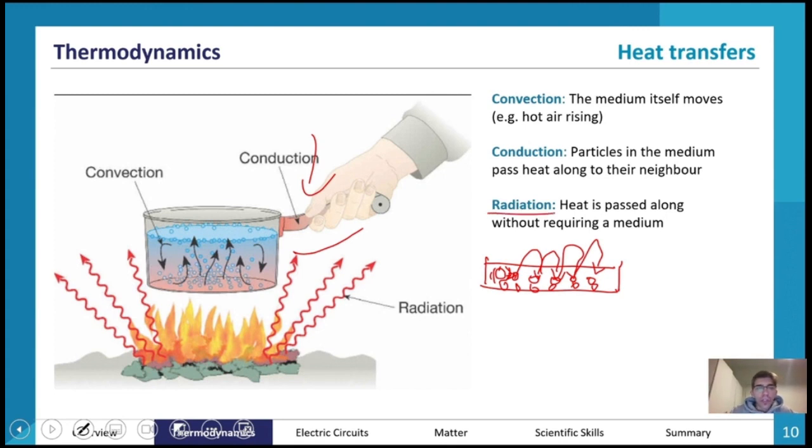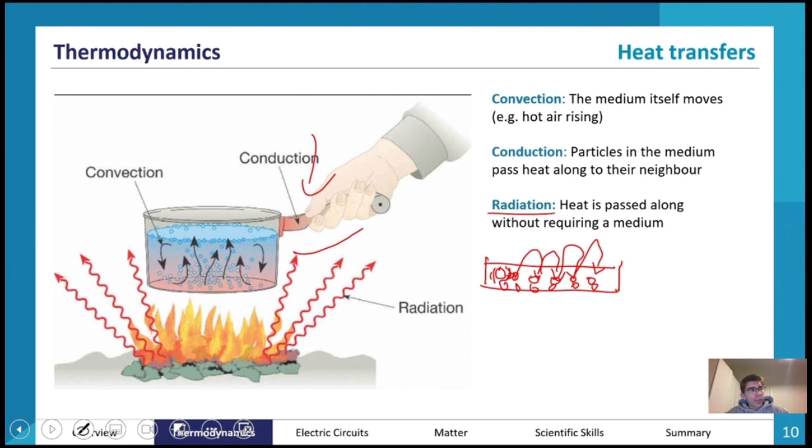There is also another form through which heat energy can be transferred, and that is radiation. Heat is passed along without requiring a medium. In this case, objects which have a relatively high temperature or any form of temperature will emit something that we refer to as thermal radiation.